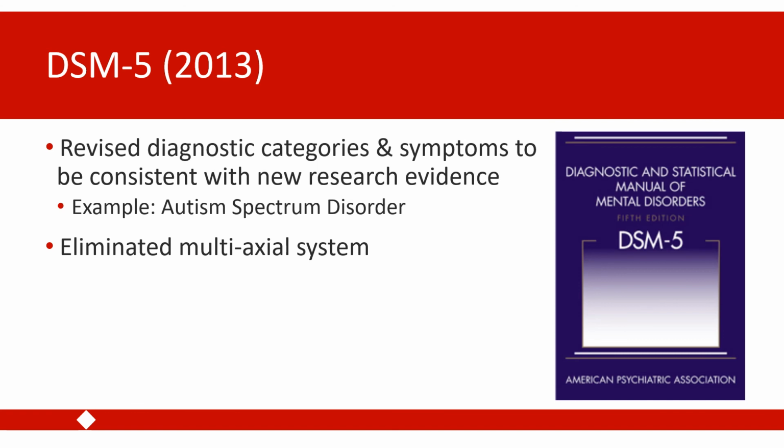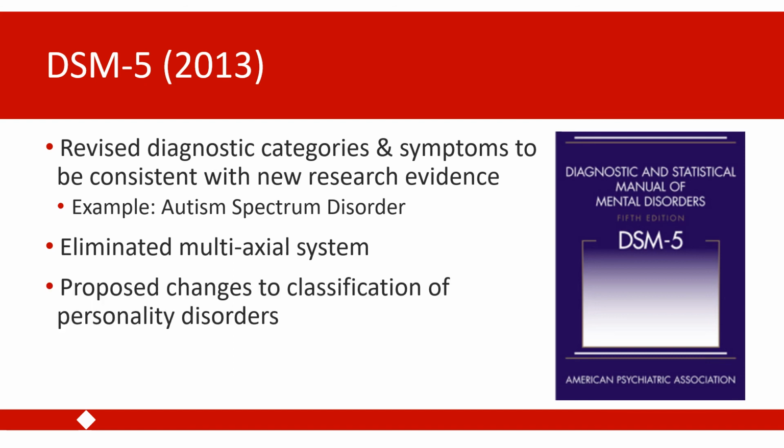DSM-V also eliminated that multi-axial system. So we are no longer using those different axes. Some of the language that was used in DSM-III and DSM-IV is now no longer relevant. So if you're ever reading an article published before 2013 and it talks about something as an axis 2 disorder, that's reflecting that earlier multi-axial system. But since 2013, we have not been using that system.